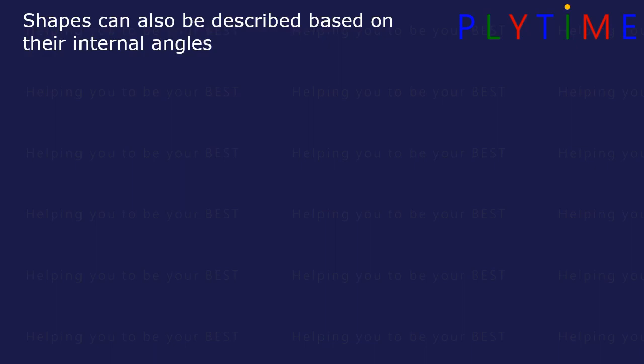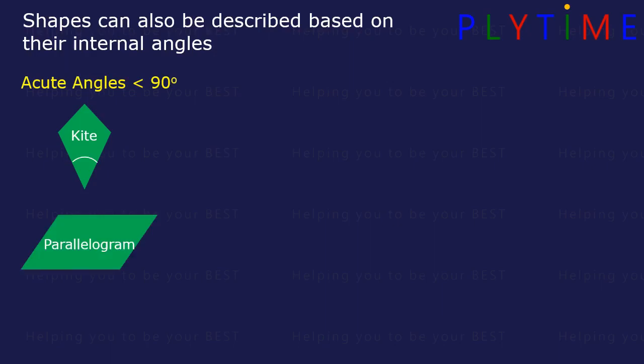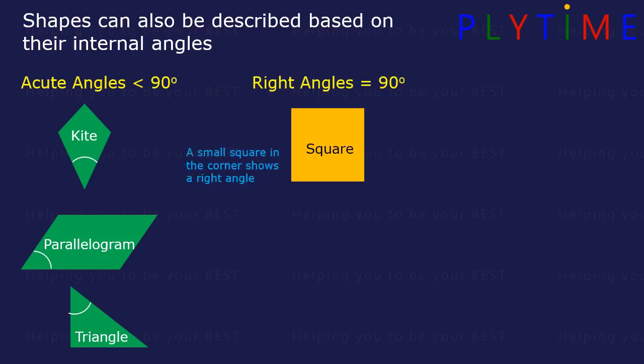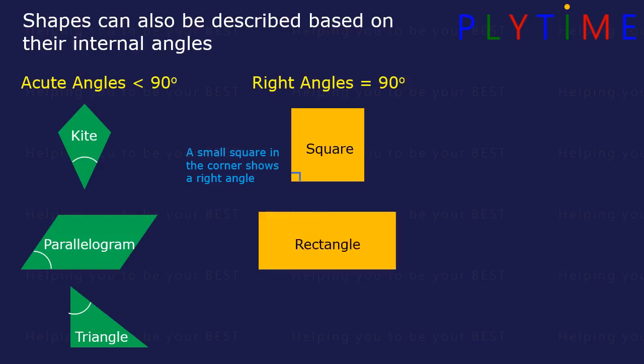Shapes can also be described based on their internal angles. Acute angles are less than 90 degrees. This is one in a kite, and here in a parallelogram, and here in a triangle. Right angles equal 90 degrees. Here in a square, a small square in the corner shows that it's a right angle. Here's one in a rectangle. And here's one in a right angle triangle.